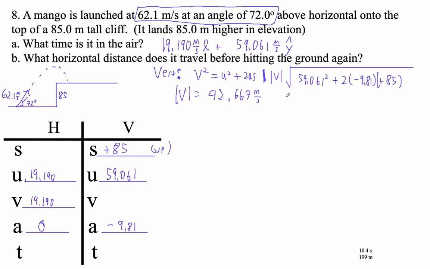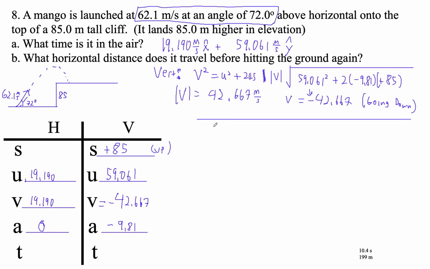So we're going to say that v is negative 42.667, right? And notice that it's a smaller number than this, and that's because it's way up here, right? Okay. We're choosing negative because it's going down when it hits the ground. That's why we choose the negative. So negative 42.667. All right. And now we can find the time.